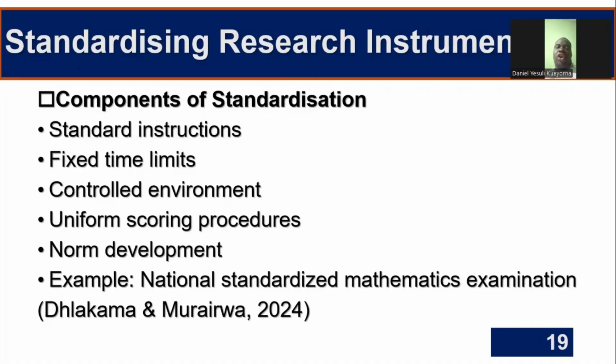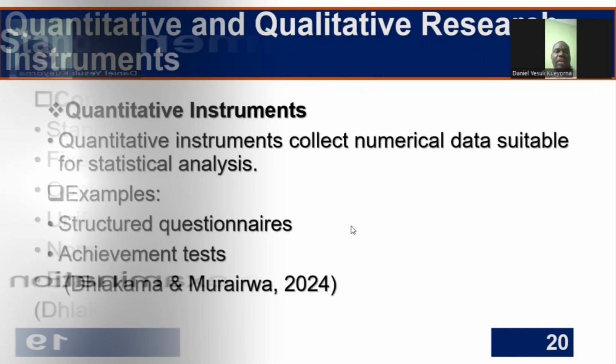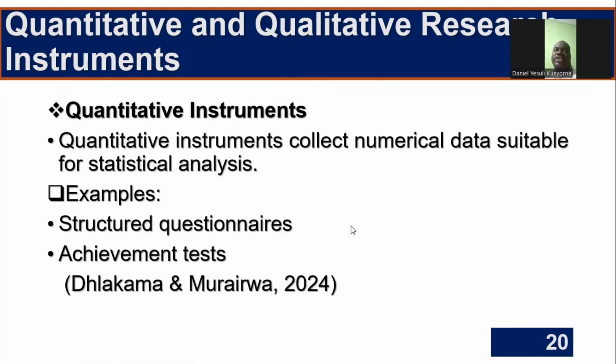The model you are using to score your respondents should be the same throughout. Then the norm development. Then also, we have an example in the National Standardized Mathematics Examination. This exam is set with similar instruction, fixed time limits, a controlled environment, a uniform scoring procedure, and the same norm. So that's what we call the National Standardized Mathematics Examination. It cuts across all examinations. So we have quantitative and qualitative research instruments. We will take them one after the other.